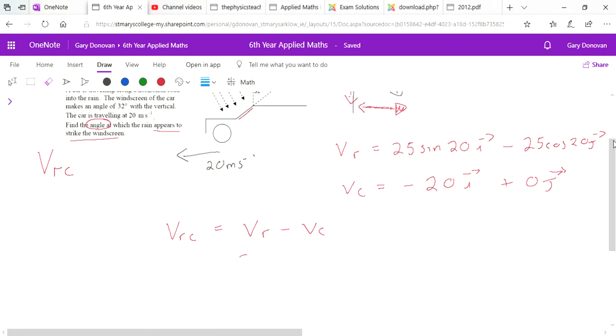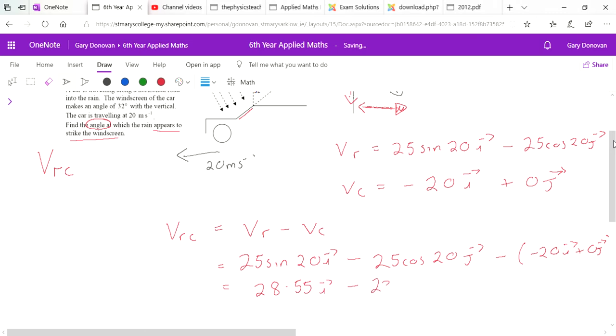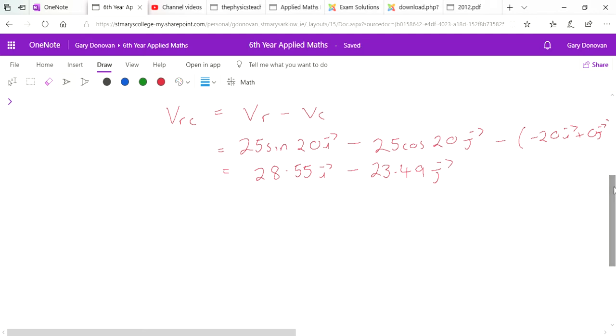which is 25 sine 20i minus 25 cos 20j minus (minus 20i plus 0j). Work that out and you'll get an answer of 28.55i minus 23.49j. Now that's the velocity of the rain relative to the car.